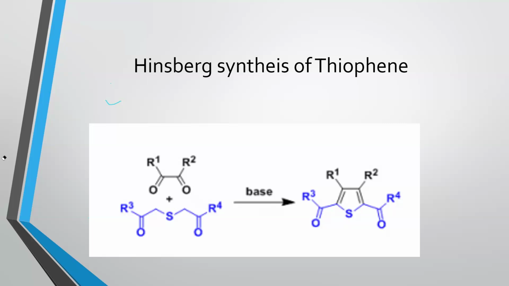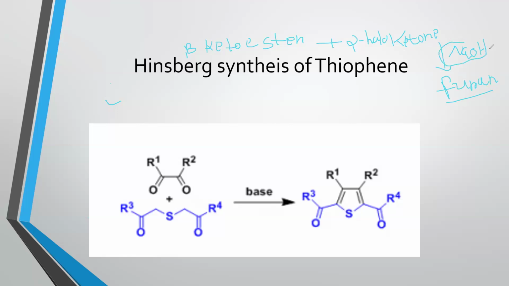In case of Feist-Benary synthesis, what we are going to use is a beta ketoester. I'm talking about the first, Feist-Benary synthesis. That beta ketoester will react with an alpha haloketone, but in presence of NaOH. It's very similar to Hantzsch synthesis, right? But in Hantzsch synthesis, we have used ammonia. Here we are using NaOH, and it will give me a furan. And this reaction is known as Feist-Benary synthesis.